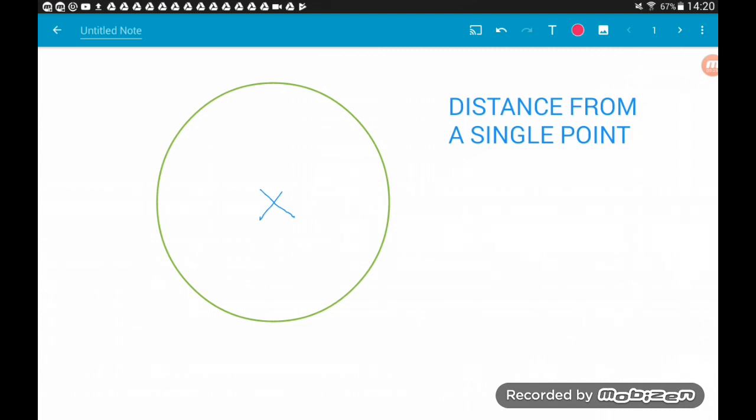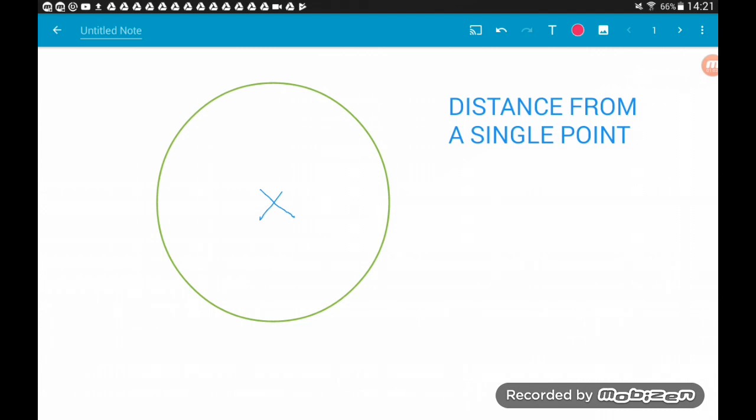So the first thing that we need to know how to do is find the loci of points a certain distance away from a point, so a single point. So to do that, say that we wanted the loci of all points that were 5 centimeters away from a single point. We set our compass to 5 centimeters, put the pointy end on the point of which we're trying to find the loci of, and then draw the circle around it.